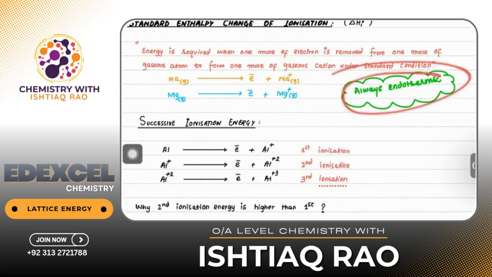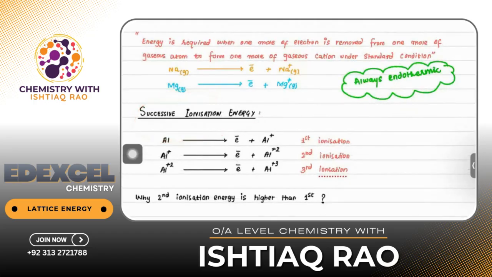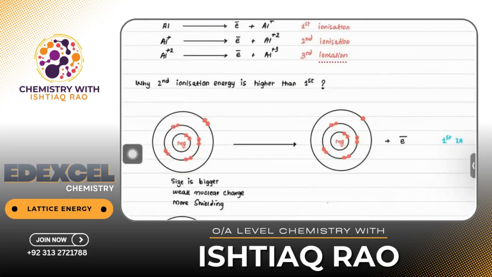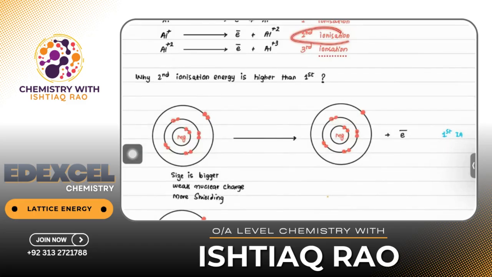It's always endothermic. Always energy is required. It's not like electron affinity, sometimes exothermic, sometimes endothermic. No, always energy is required. It's fixed. It's also known as successive ionization. What is this? Successive ionization energy is when something can lose more than one electron continuously. Al first becomes Al+, then Al2+, then Al3+: first ionization, second ionization, third ionization. We know that the second ionization energy is always higher than the first, and the third is always higher than the second.